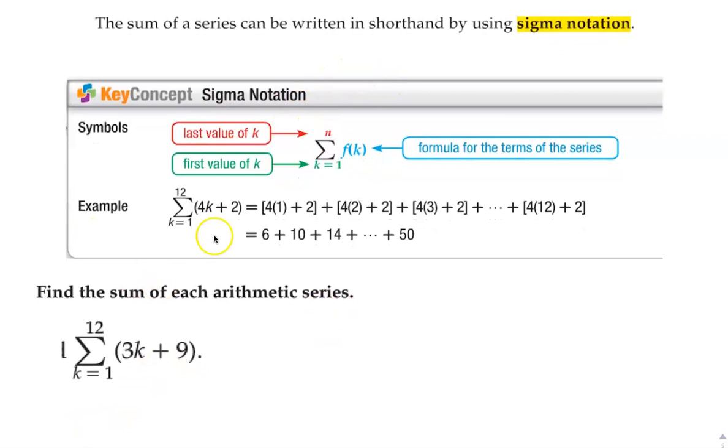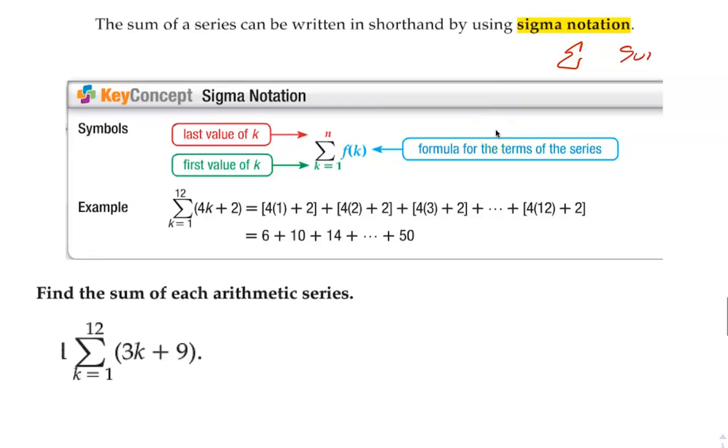Let's talk about sigma notation. Sigma notation is when you see this big Greek letter called sigma, and all it means is sum or add. That's all it means. Capital sigma just means sum. So we look down here. This is a typical problem.